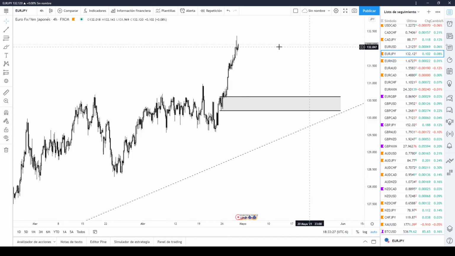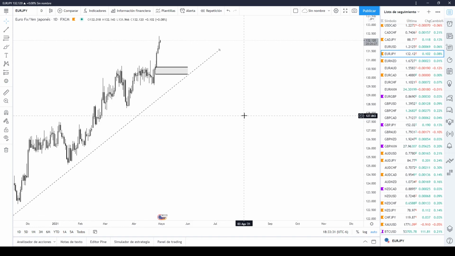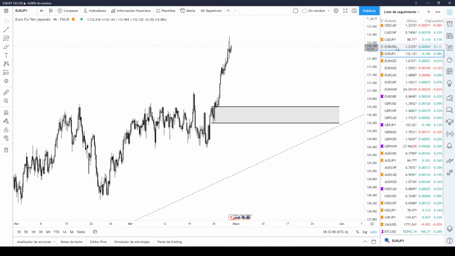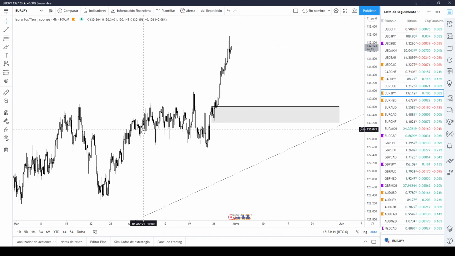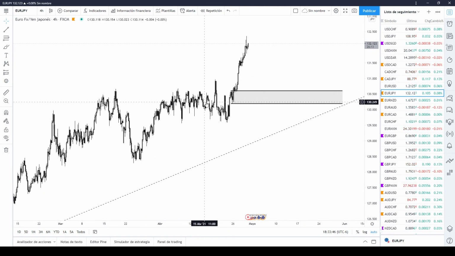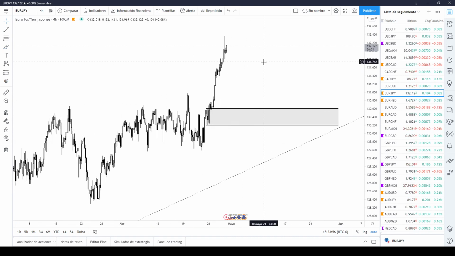Euro JPY is completely bullish. We have a clear view for the next week. So next week it's going to be good because we have many pairs that are already aligned, and many of them have broken this consolidation. So they want to keep pushing the price higher.